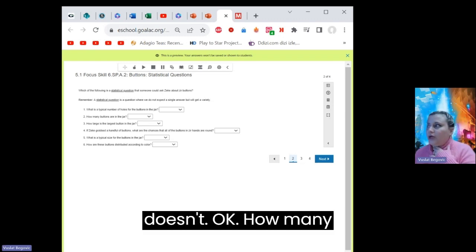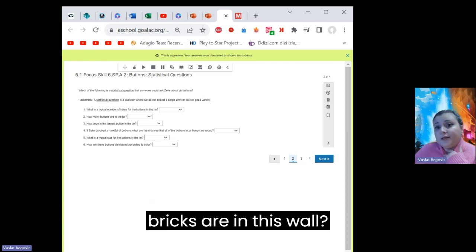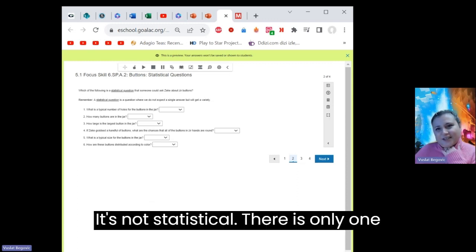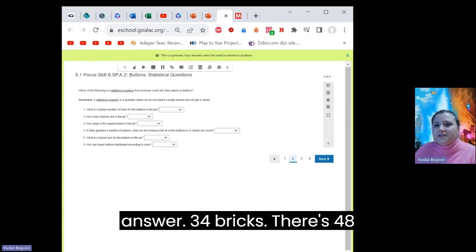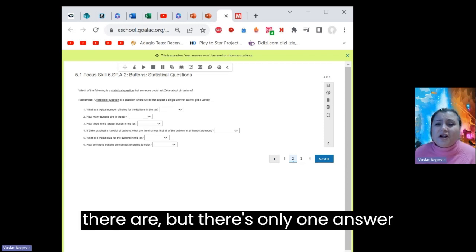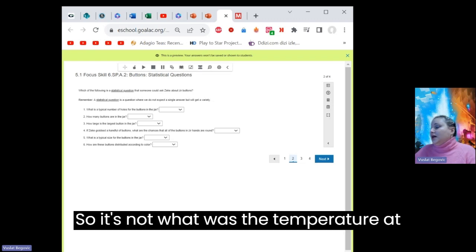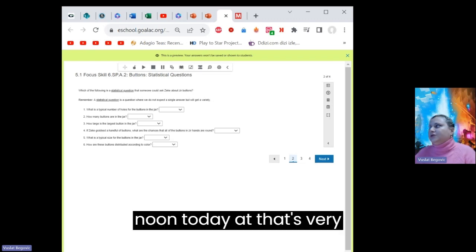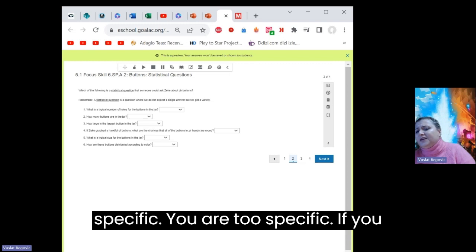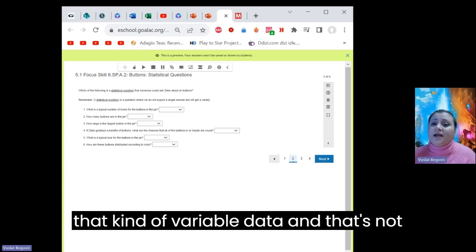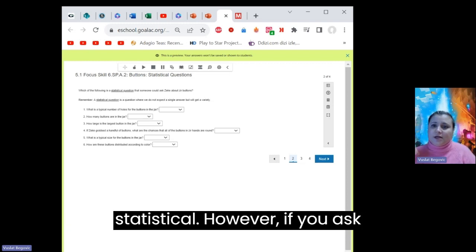No, it doesn't. Okay. How many bricks are in this wall? It's not statistical. There is only one answer. 34 bricks. There's 48 bricks. I don't know how many bricks there are, but there's only one answer for that, and it doesn't vary. So it is not. What was the temperature at noon today? That's very specific. You are too specific. If you ask this kind of question, you won't have variable data, and that's not statistical.